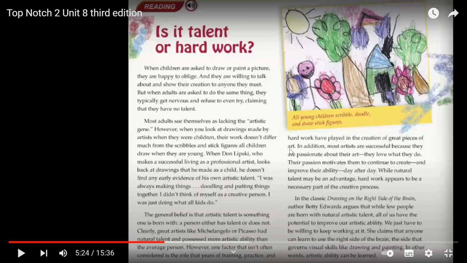Raquel, since what age did your son start to draw?